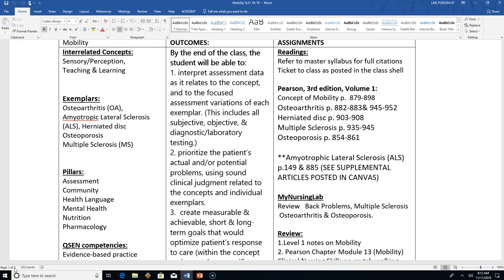Osteoporosis. Anybody? Anybody who hasn't said anything? Osteoporosis, what do we learn from that? You see, you thought you were going to come here today and just sit and listen to me, see? I do ask questions.